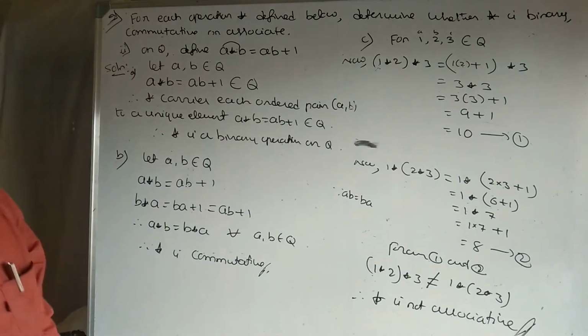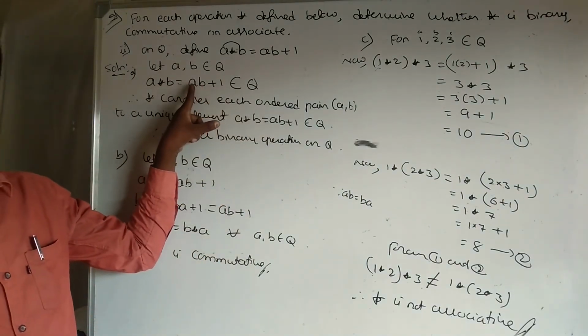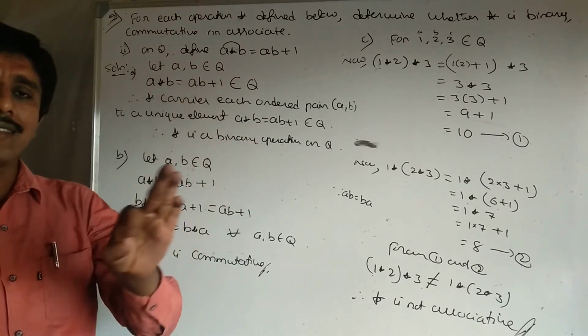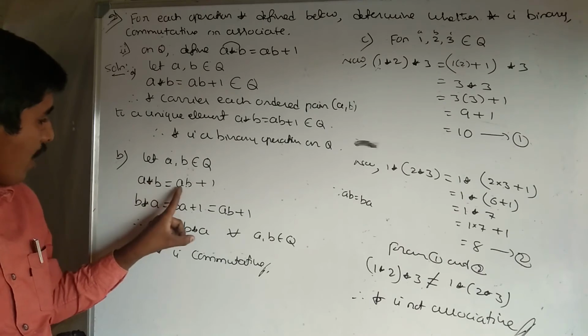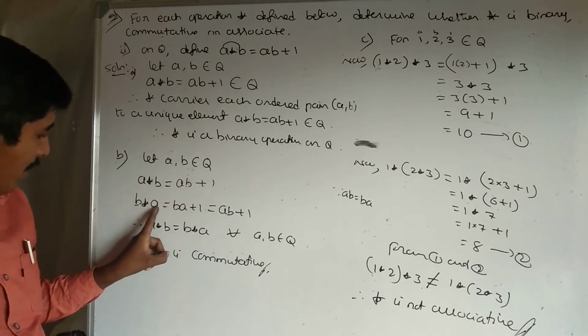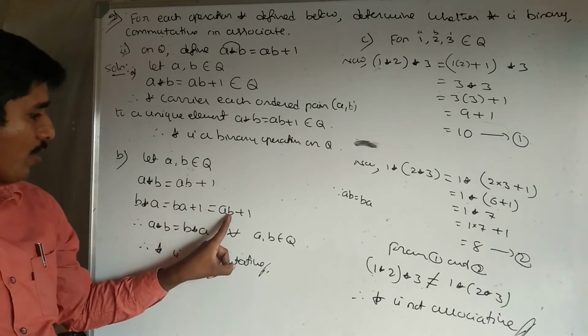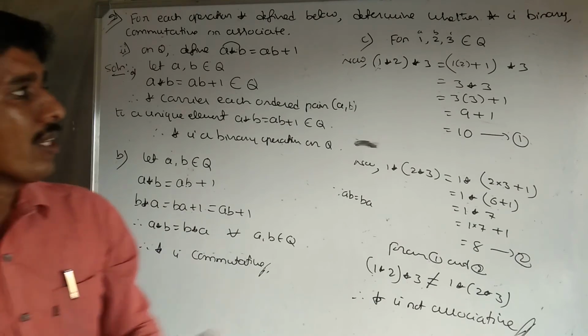Got it. So clearly it is a binary operation, mind it. Here A and B are rational numbers, AB plus 1 is clearly a rational number, so it is a binary operation. Clearly it is commutative, because A star B equals A into B plus 1, and B star A is B into A plus 1, which is equal to AB plus 1. Both are equal, therefore star is commutative.